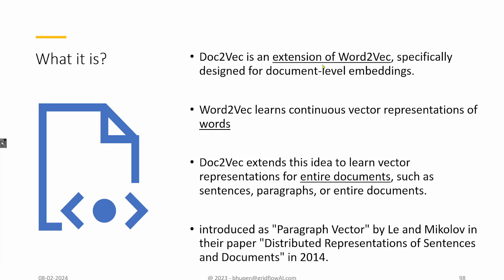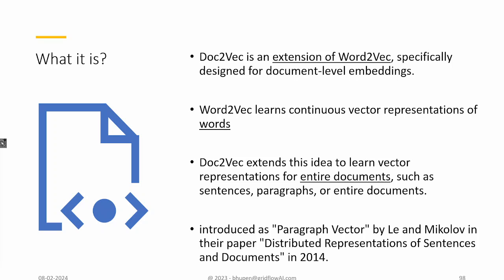So document to vec is an extension of the word to vec model specifically designed for document level embeddings. Now, as we remember, word2vec is a continuous or dense vector representation of each word. So document2vec extends this idea to learn a vector representation for an entire document. It could be sentences, a paragraph, a page, or an entire document as well.